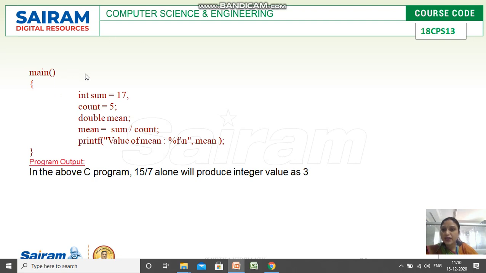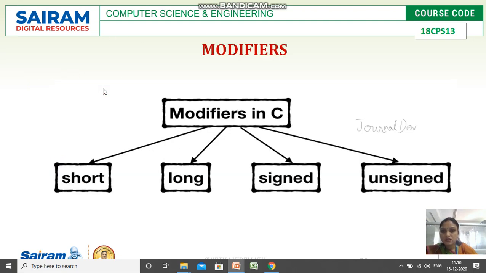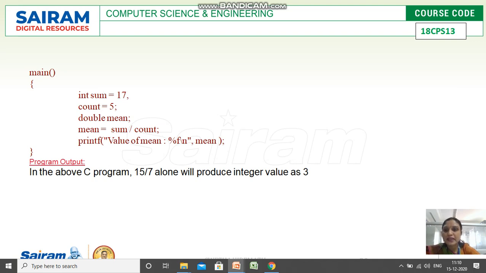So here we have one example. main, followed by int sum equals 17, count equals 5, double mean equals sum by count, printf value of mean equals whatever value we are getting after division. So in the above C program, 17 by 5 alone will produce an integer value as 3. We have to store the mean value in the form of double, that is, 3 point something we will be getting. That value will be printed in the printf statement.